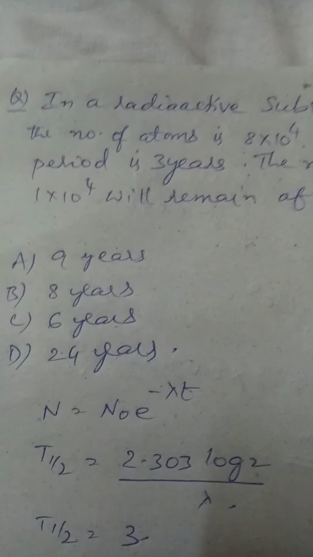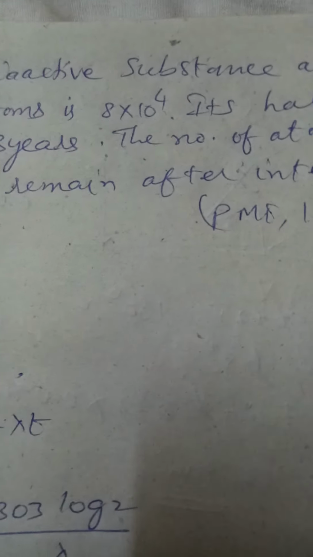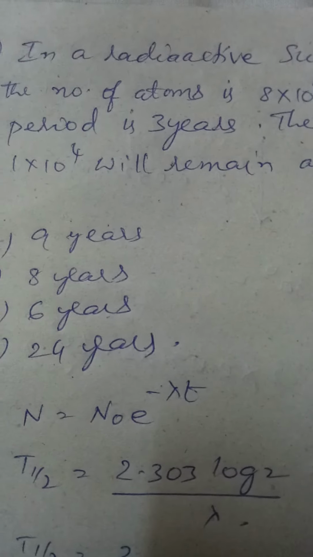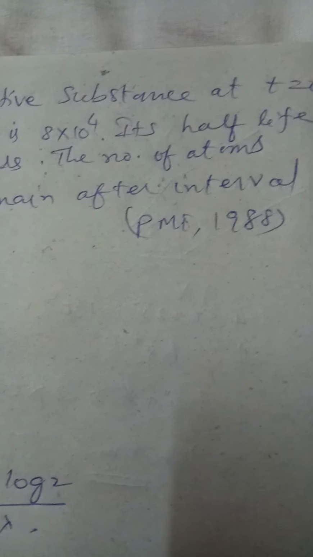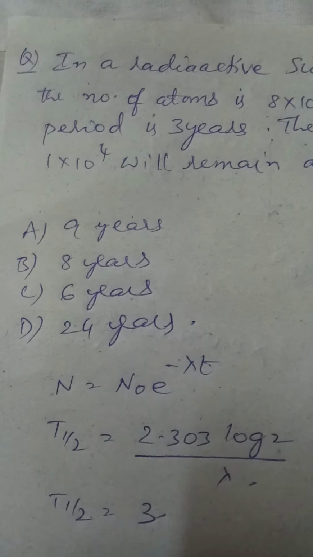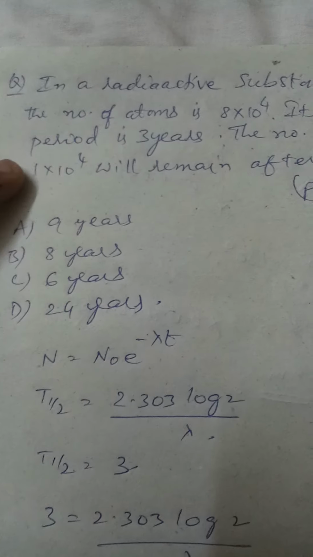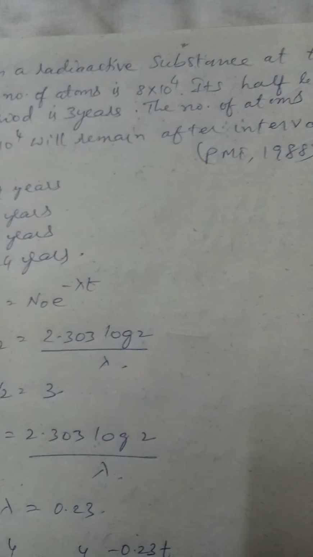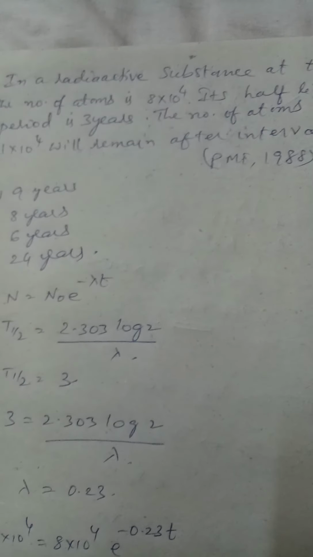Let us see some questions on radioactivity. In a radioactive substance, at time t equal to 0, the number of atoms is 8 into 10 power 4. Its half-life period is 3 years. The number of atoms 1 into 10 power 4 will remain after how much interval? This question came in PMT 1988.